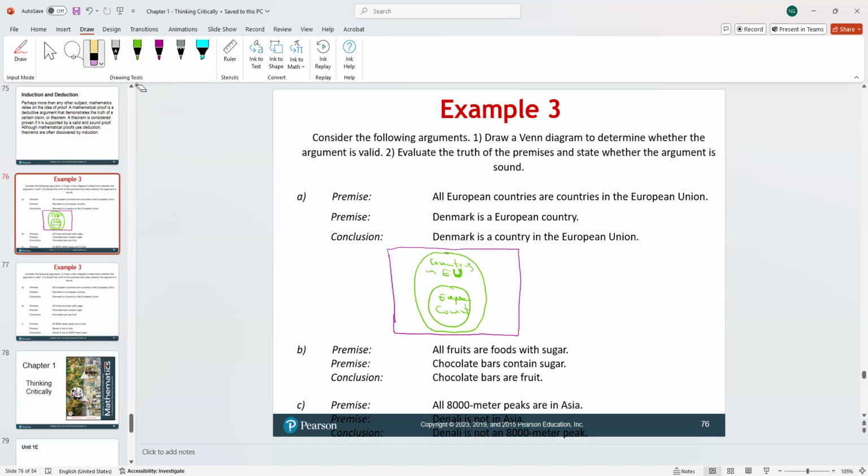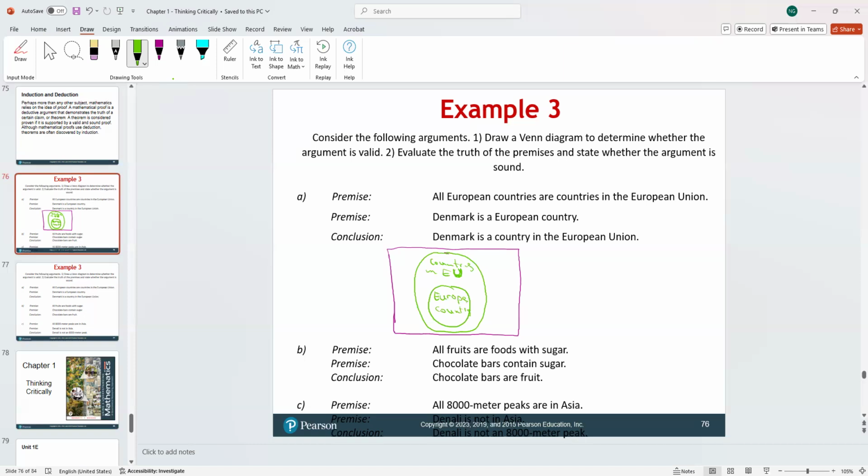Okay. Let me write smaller. European countries. Now, they said all European countries are countries in the European Union. So you see that's a subset, one inside of the other one.